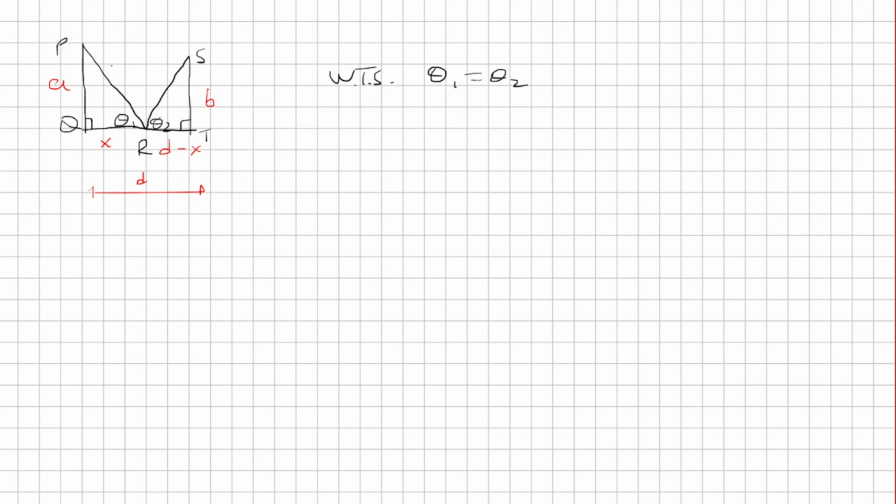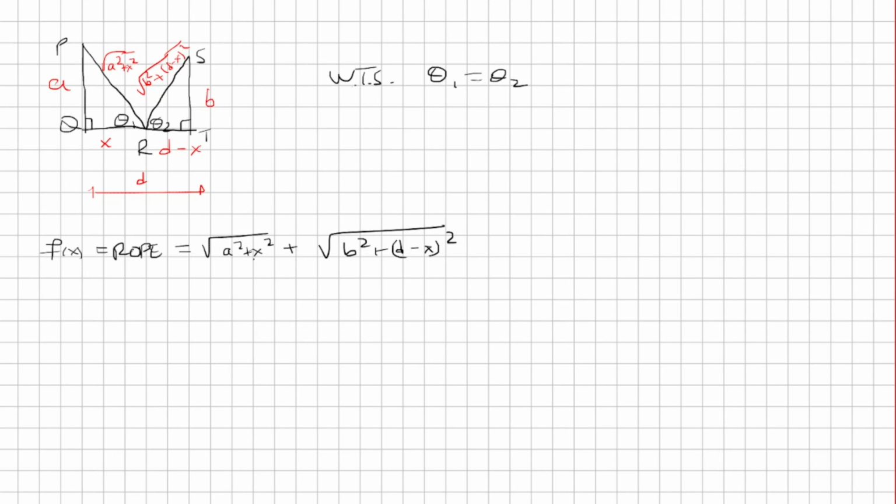Okay, and by using the Pythagorean theorem, we find that this is the square root of a squared plus x squared, and this is the square root of b squared plus (d minus x) squared. So we have all sides of the triangle labeled. So now let's come up with an equation. The length of the rope is PR, which is the square root of a squared plus x squared, plus RS, which is the square root of b squared plus (d minus x) squared. And you can think of this as our function.